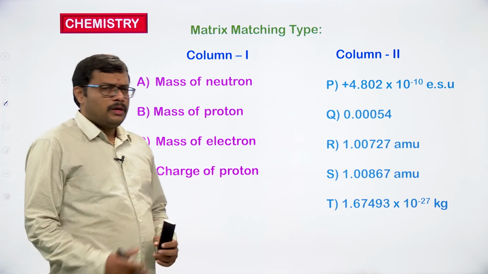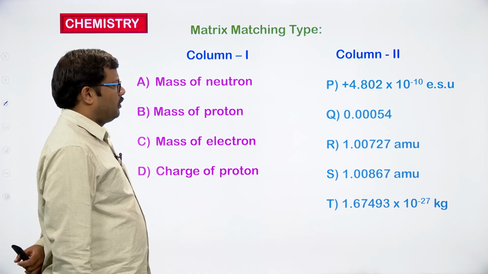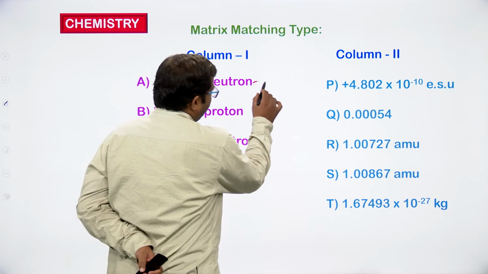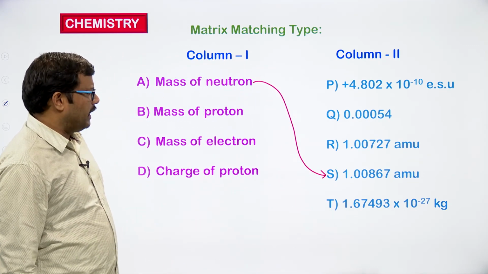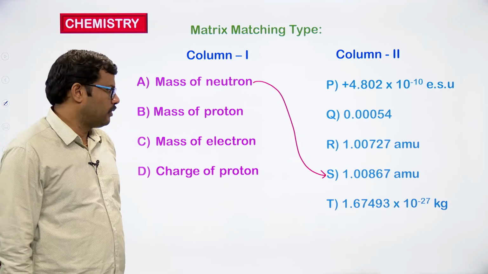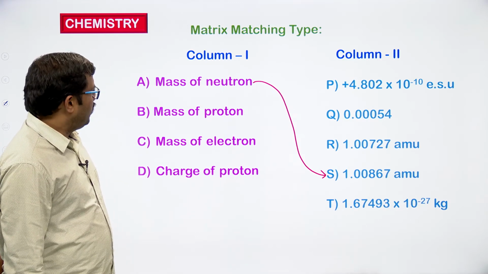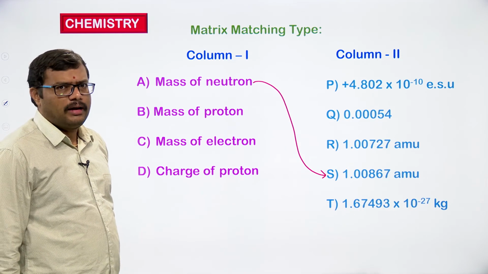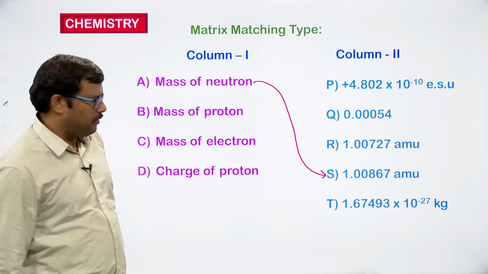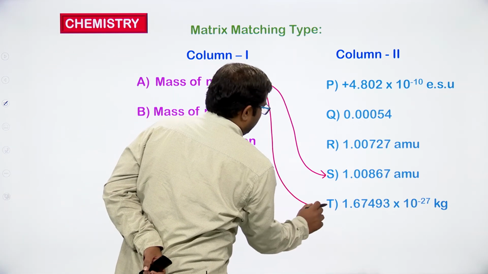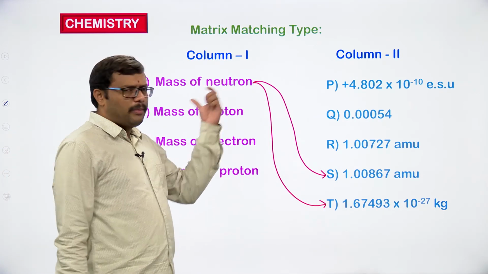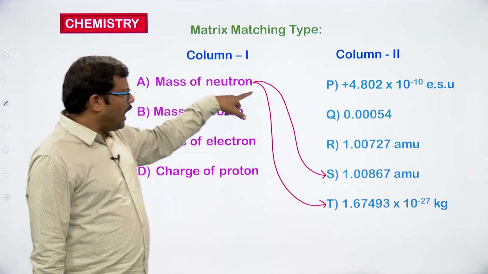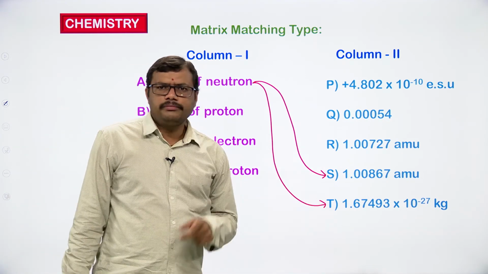Yes. So here mass of neutron we can correlate it to 1.00867 AMU. Okay. And mass of neutron is also given as 1.675. So it is this way also. So here if we observe, the property given in column 1 is mapped to two properties in column 2.